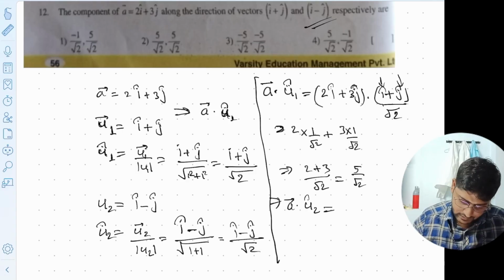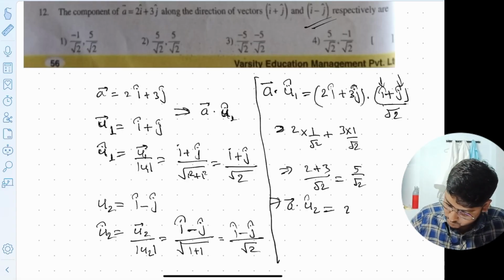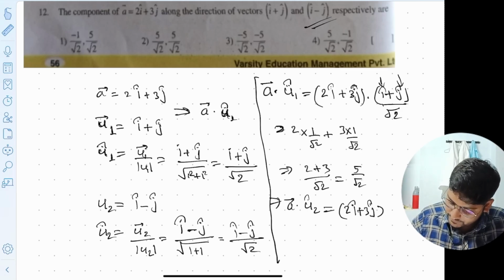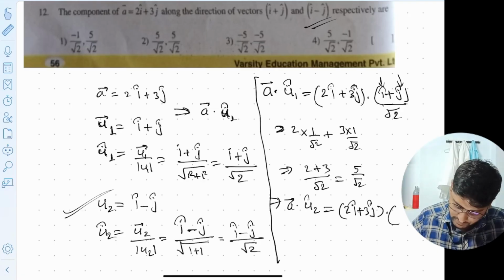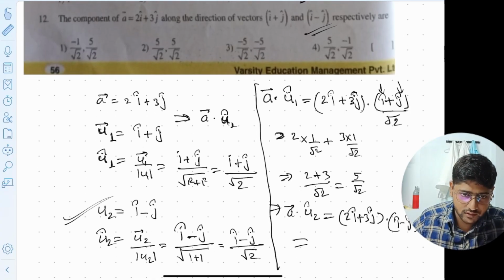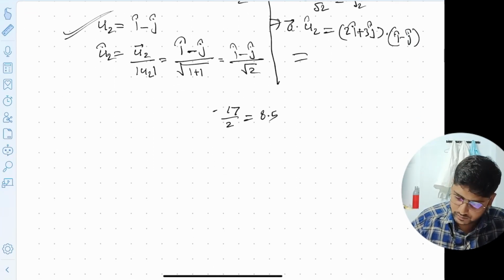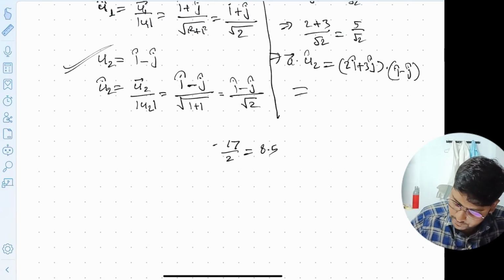So a vector dot u2 cap will be what? 2 i cap plus 3 j cap is the a vector, dot with this u2 cap. u2 cap is i vector minus j vector. Okay. So it will come, divide by root 2 also there.